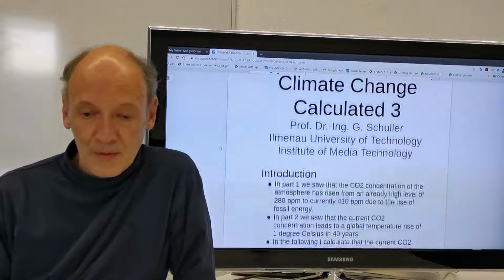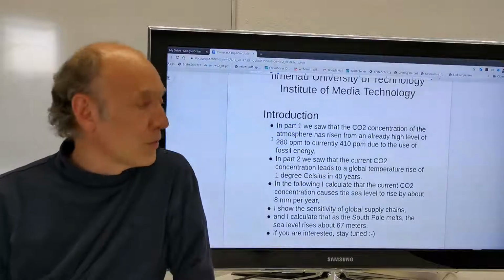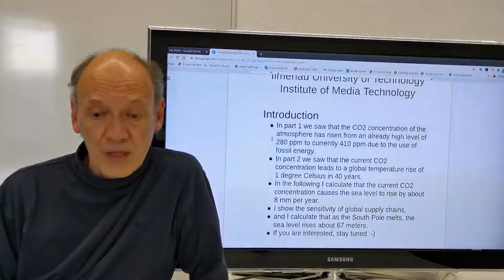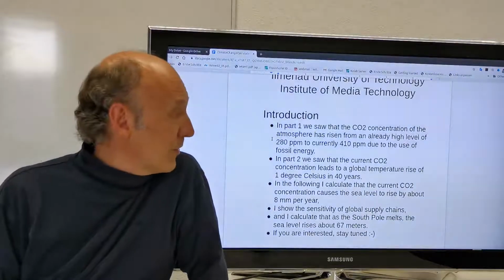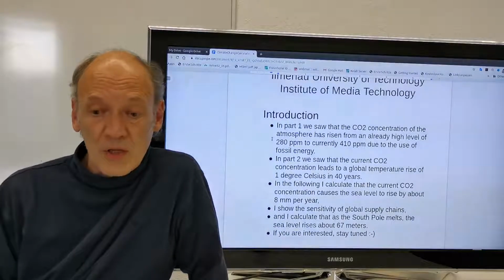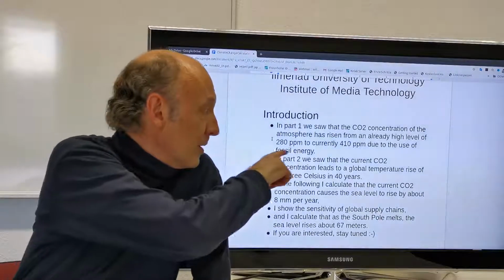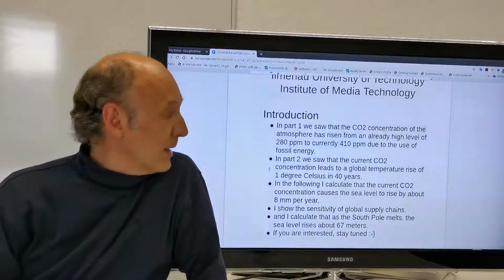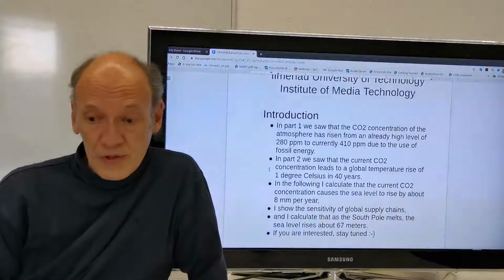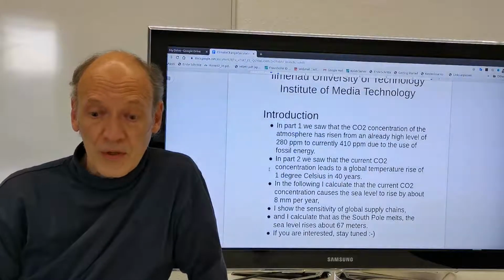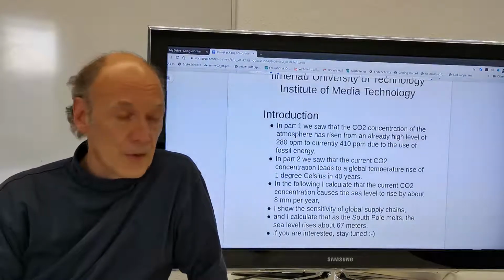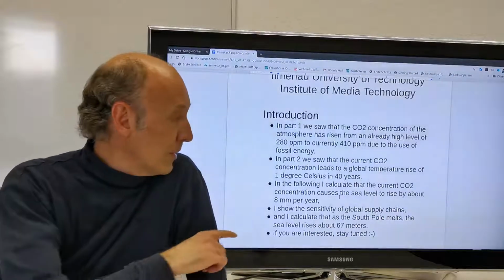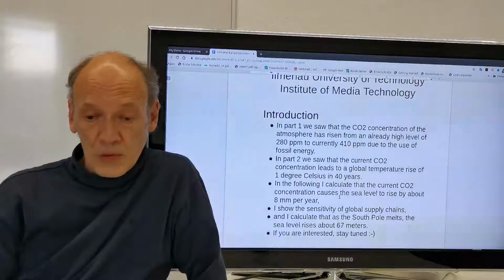So in Part 1 we saw that the CO2 concentration of the atmosphere has risen from an already high level of 280 ppm in pre-industrial times to currently 410 ppm due to the use of fossil energy, and rising. In Part 2, we saw that the current CO2 concentration leads to a global temperature rise of about 1 degree Celsius in 40 years. And in the following, I calculate that the current CO2 concentration causes the sea level to rise by about 8 millimeters per year.